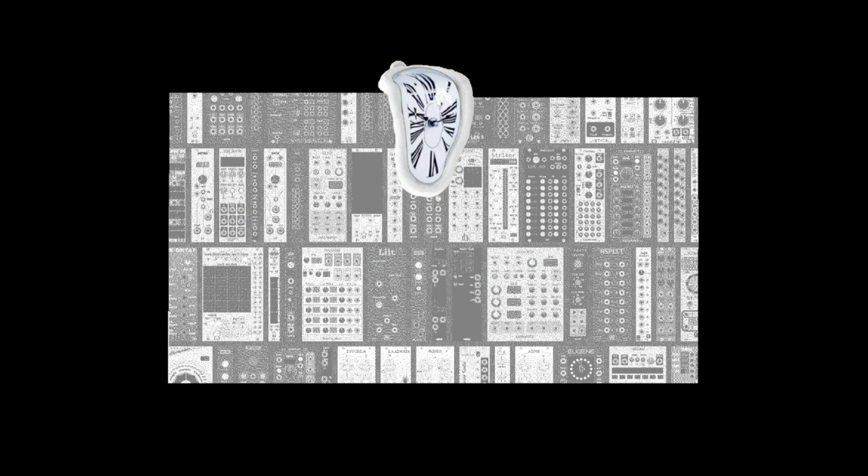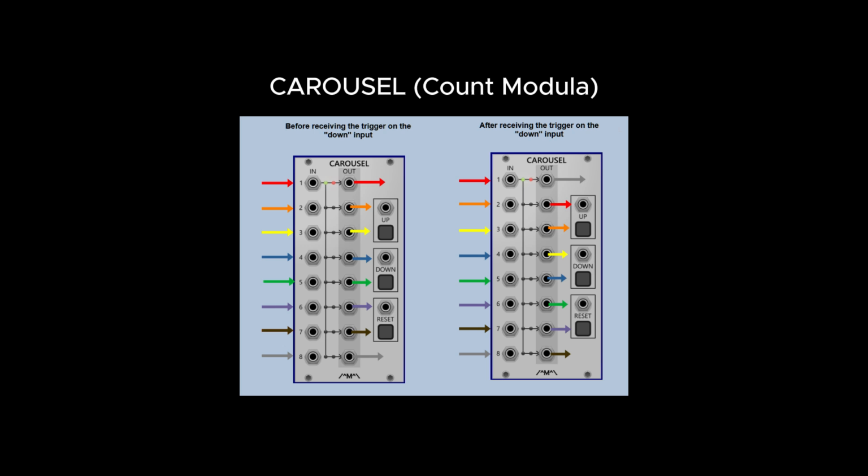For this, we use the Carousel module from Count Modular, to whose inputs we patch the notes produced by interior. How Carousel works is illustrated by the montage displayed on the screen. Carousel has 8 inputs, in 1 to in 8, and 8 outputs, out 1 to out 8. Each signal patched to a Carousel in is sent to the corresponding out. Thus, the signal patched to in 1 is sent to out 1. The signal patched to in 2 is sent to out 2, and so on.